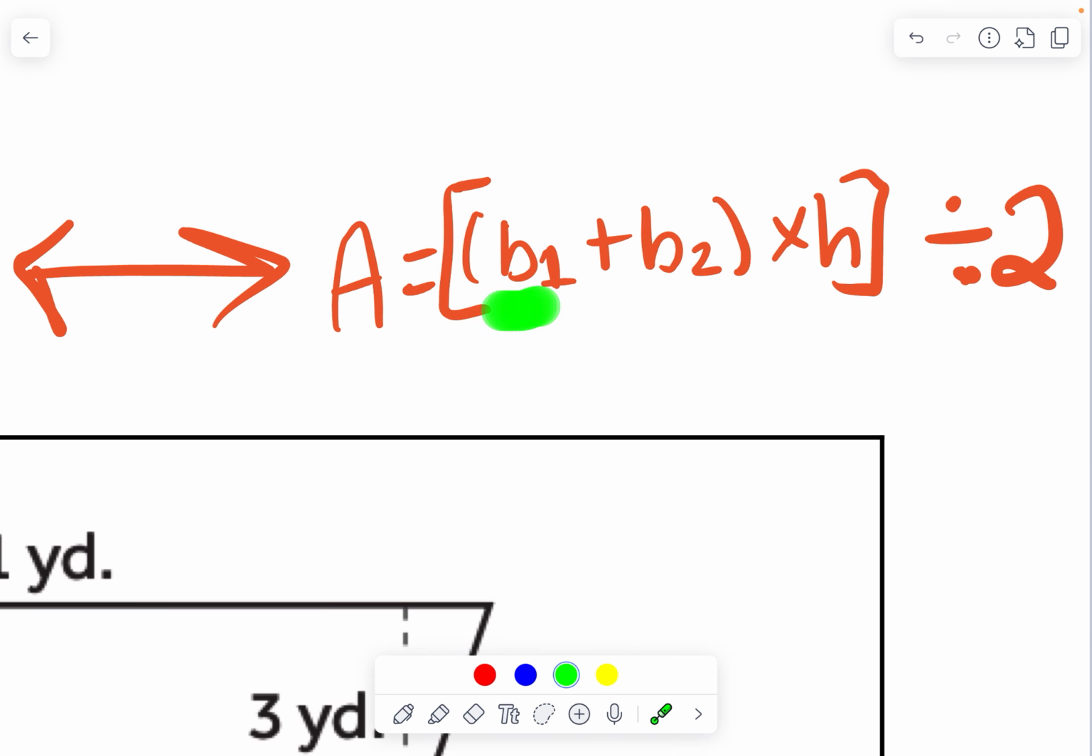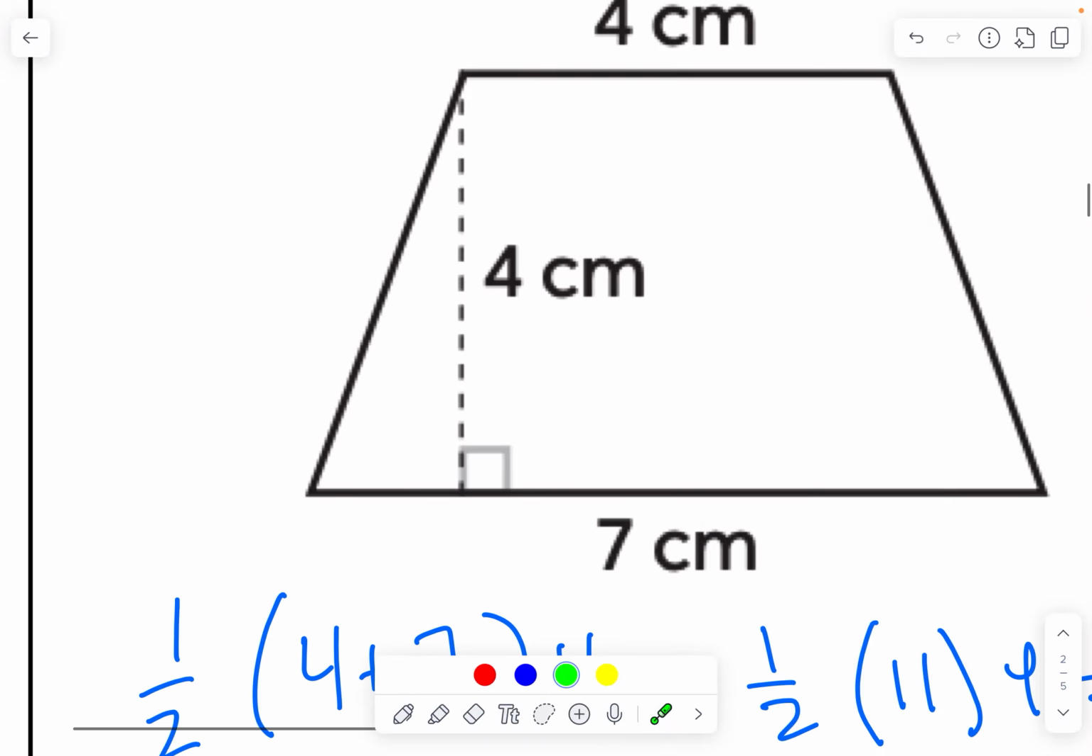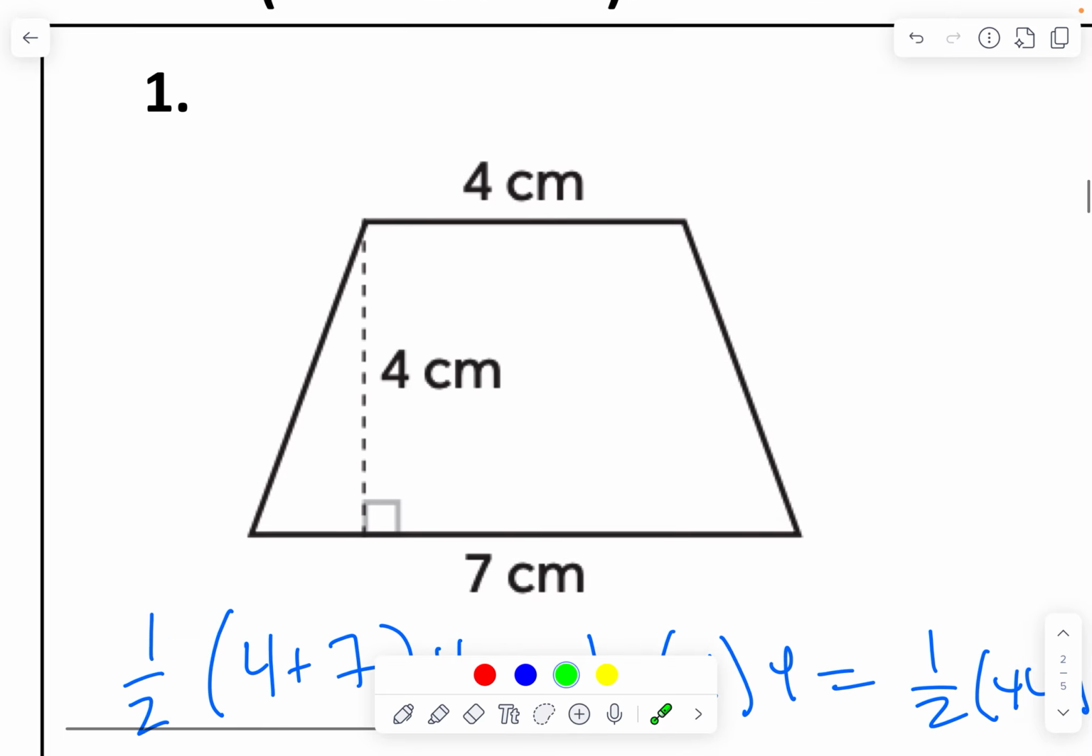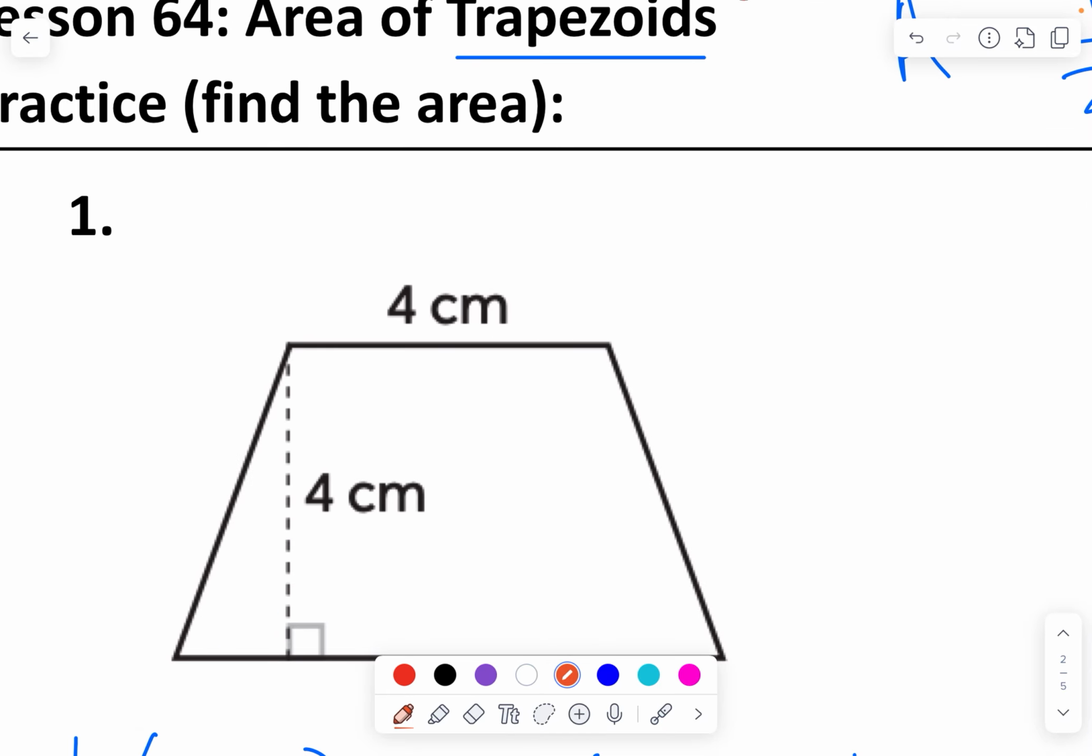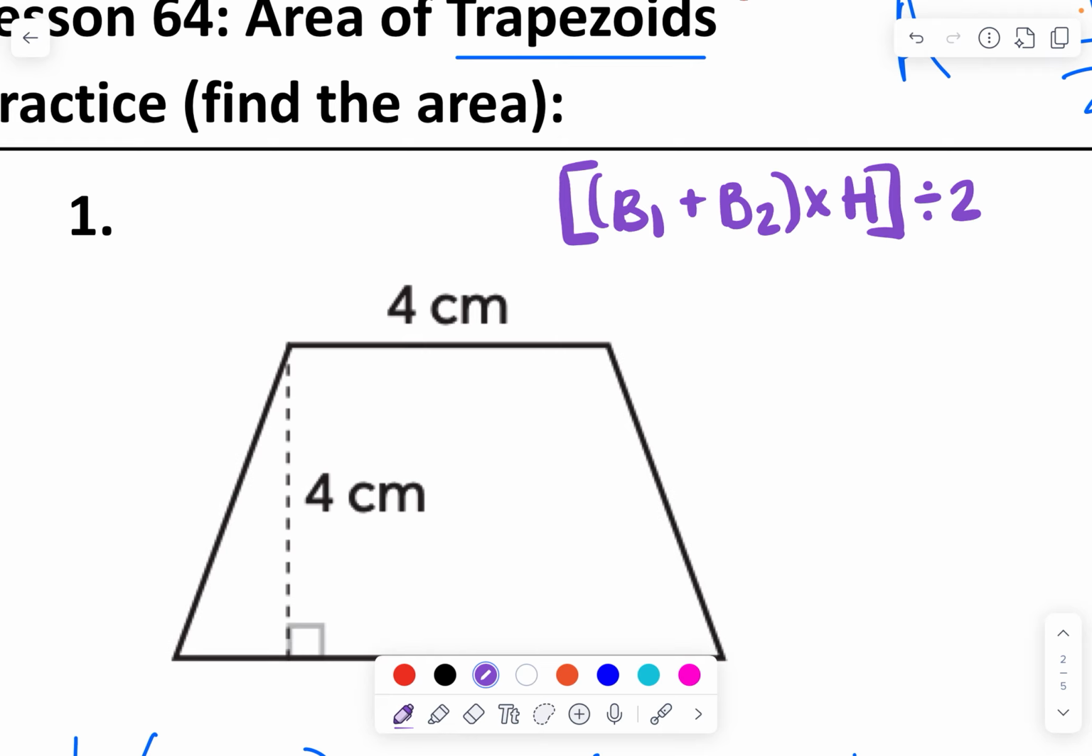Base 1 plus base 2. Then you multiply by the height. Then you divide everything by 2. Same formula, different format, okay? So in this example, I'm going to rewrite it here. We have base 1 plus base 2 times height. Then you want to divide everything by 2. So we'll do this first and then divide everything by 2.